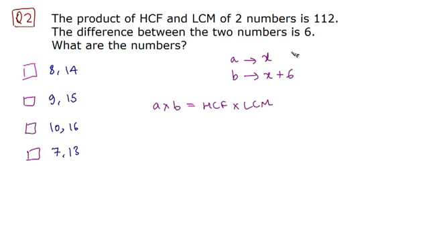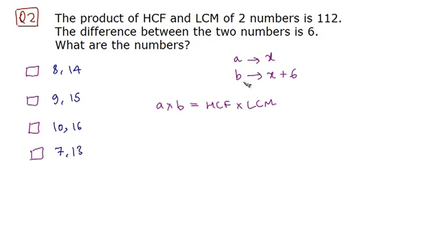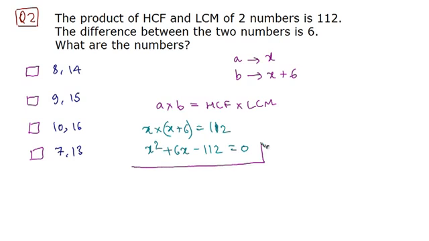We know that the product of two numbers is equal to the product of its LCM and HCF. Now putting the values of A, B, HCF and LCM, we get X into X plus 6 is equal to the product of HCF and LCM given, which is 112. So X square plus 6x, if we bring this 112 to the left hand side, we have minus 112 is equal to 0. Now you have a quadratic equation.